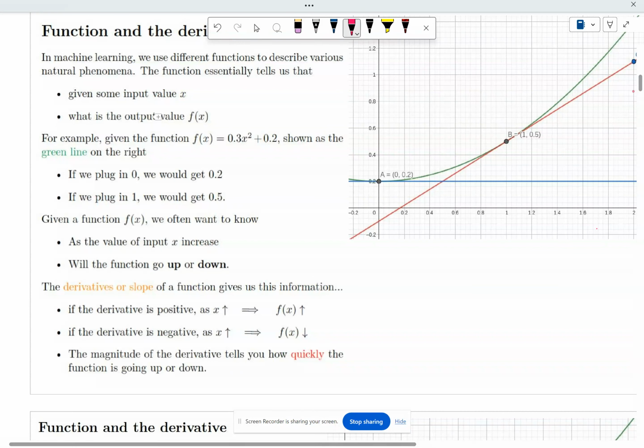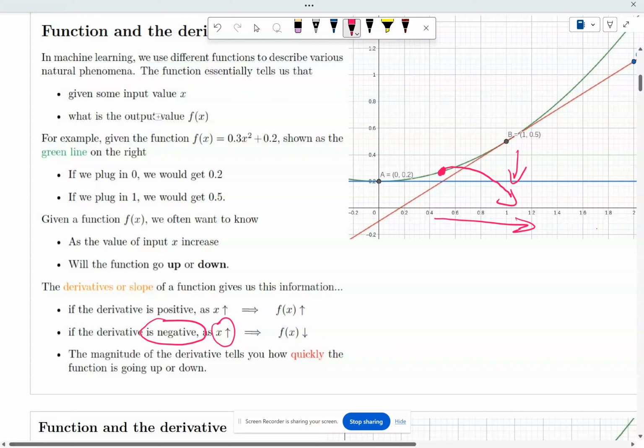The derivative of a function, also known as a slope, gives us essentially this information. How does it give us the information? Well, if we calculate the derivative at a certain point, and the derivative happens to be positive, that means from that point, as you increase x, the function is going up. Now, if the derivative is negative, it means from this point the function is going to start going down. So as x increases, the function goes down.